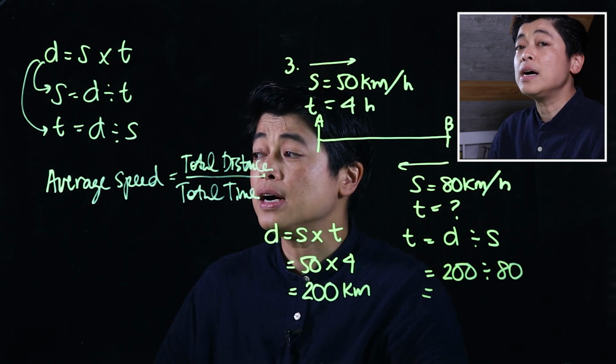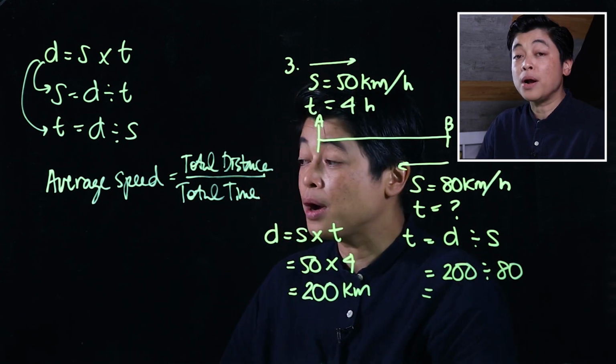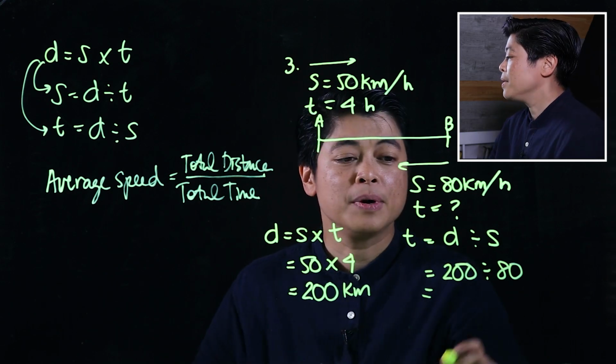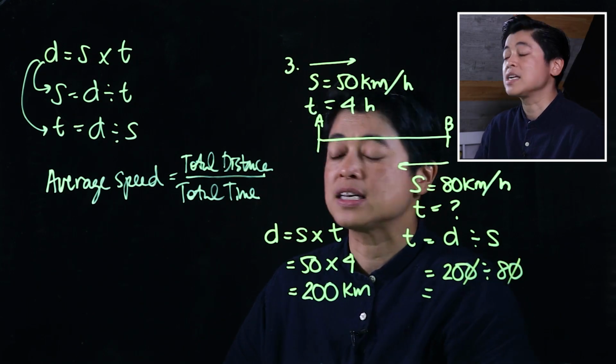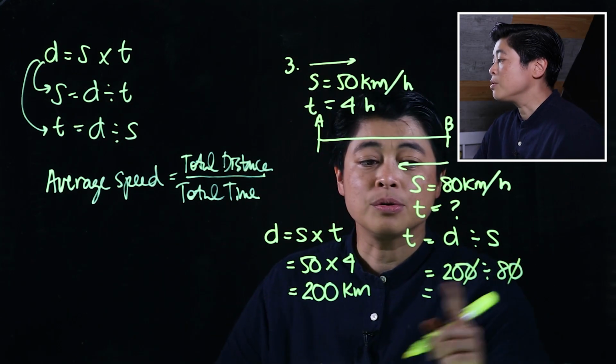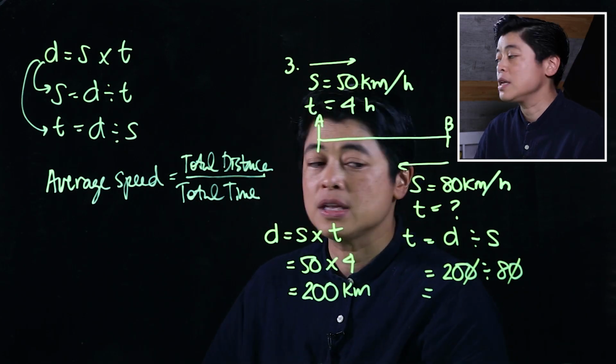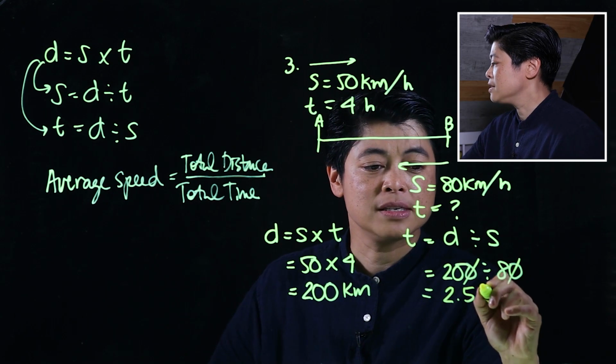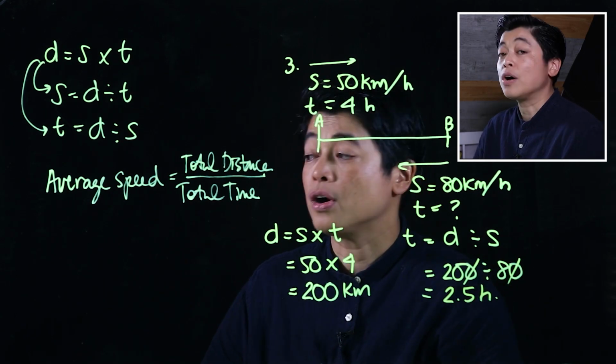Since this problem does not have a calculator, we know that this zero and this zero cancel. So it's easier to solve that out, and we should get 2.5. So that means this is 2.5 hours.